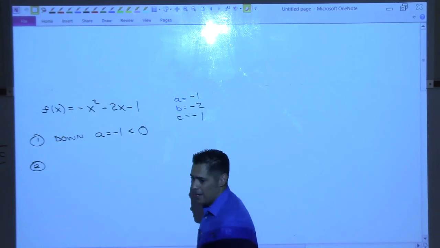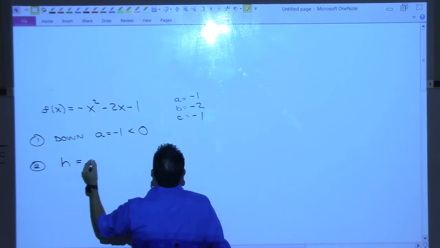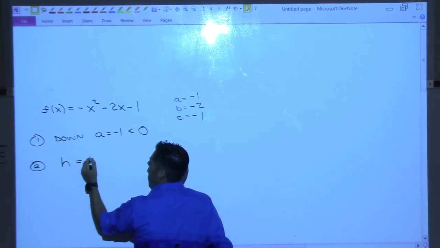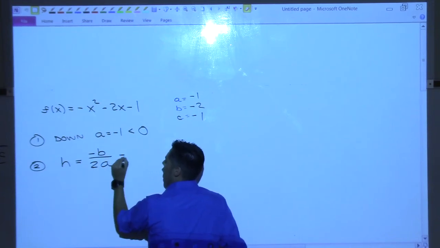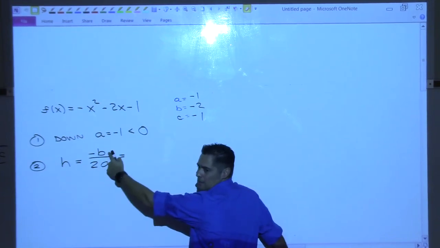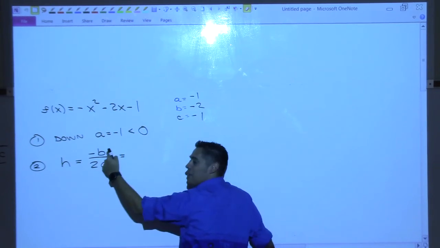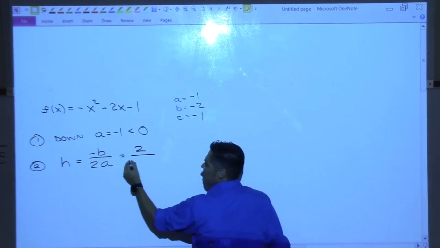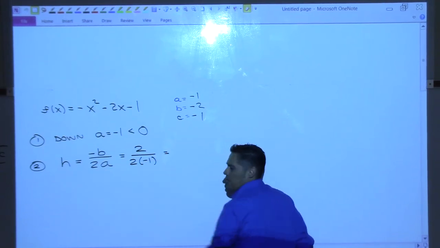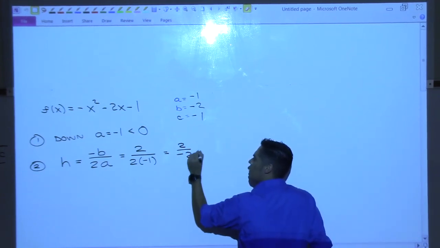So, get H, and how do we calculate H? We take what? Let's do the formula first. What's the formula? -b over? Okay, and then, so what would -b be? That's +2, right? Because b is -2, we're doing negative of negative, that's positive. So the opposite of what you see. And then over 2 times -1. Okay, good. And that comes out to be 2 over -2, which is -1.